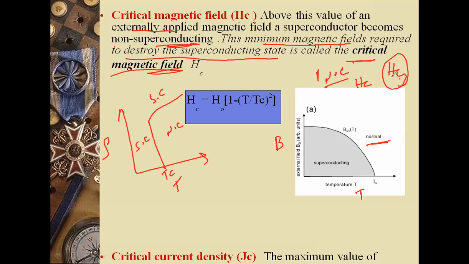So the critical field is the field where the entire superconducting material is completely destroyed, and that is the critical magnetic field. The critical transition temperature is the temperature at which a normal conductor becomes a superconductor. At the transition temperature the resistivity suddenly becomes zero; that is the critical temperature. The critical temperature is the temperature at which the material's resistivity drops to zero. But here, the critical field is the field required to destroy the superconducting state.